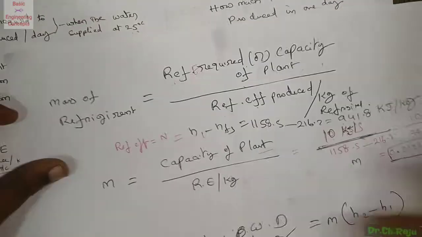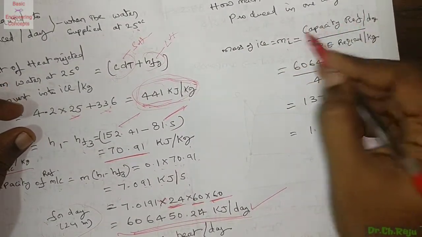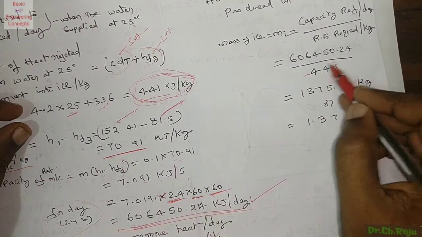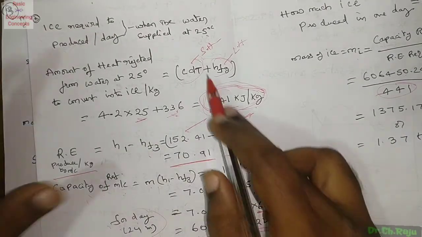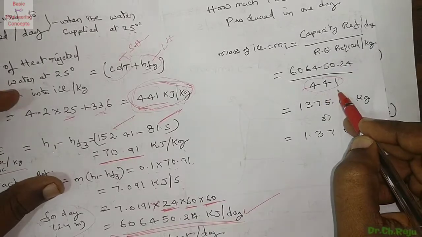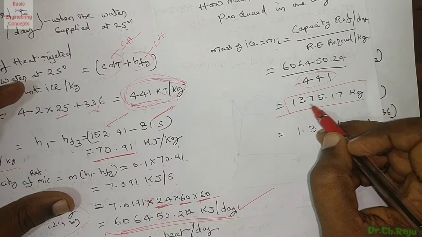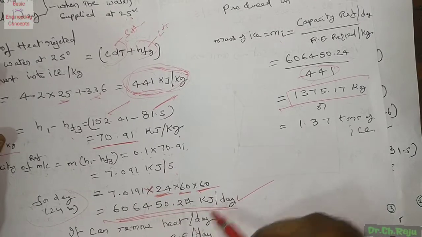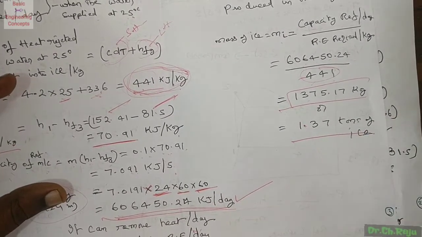So clearly, the mass of ice produced is equal to the capacity of the plant divided by the refrigeration effect per kg, that is 6450.2 divided by 441 for 1 kg, which is calculated from the sensible and latent heat. So 1375 kg of ice can be produced by this plant, or in other words, 1.37 tons of ice.